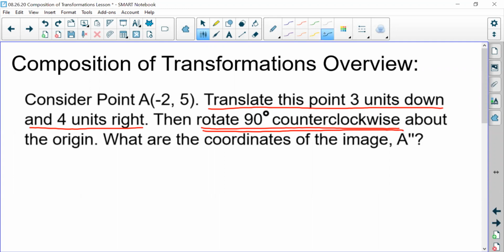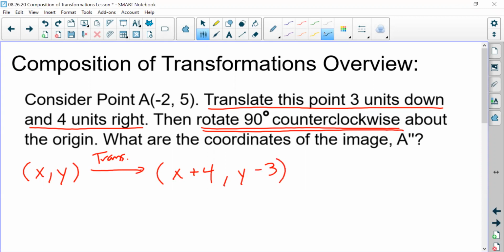The rule for our translation is (x, y) goes to (x plus 4, y minus 3), because we're going right 4 and down 3. So instead of doing all the transformations all at once, let's go ahead and move A. A was at (-2, 5), but after this transformation, -2 plus 4 is 2, and 5 minus 3 is also 2.